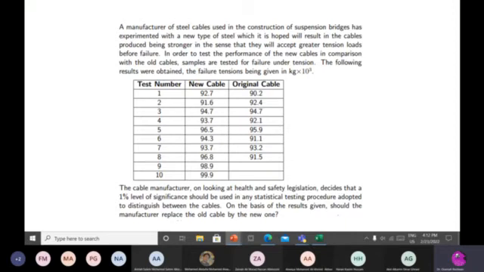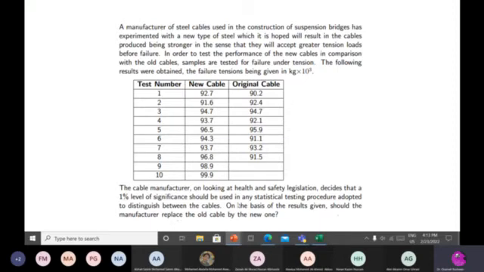Okay, but I'm going to use a t-test because the sample size in each sample here is less than 30. Also, I'm not given the standard deviation of the population. This is why I'm using a t-test to compare the means for the two populations. There is a t-test for equal variance and unequal variance.